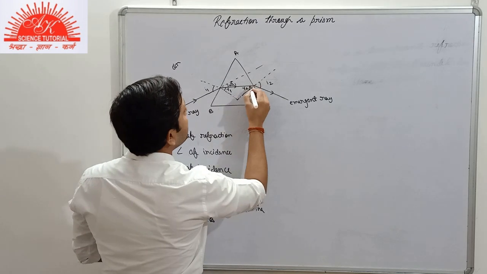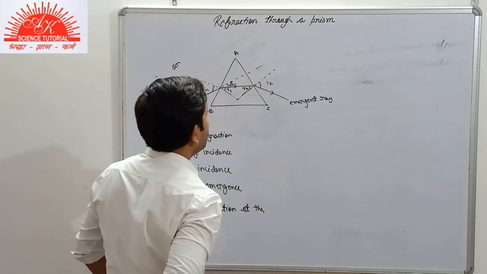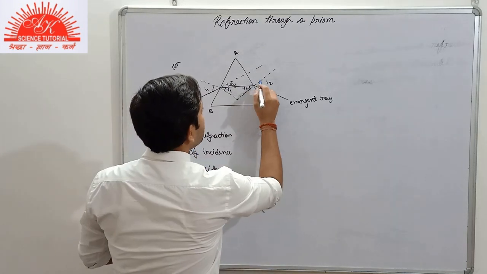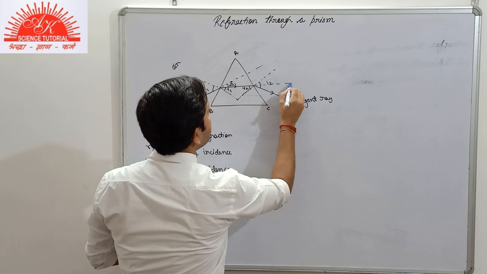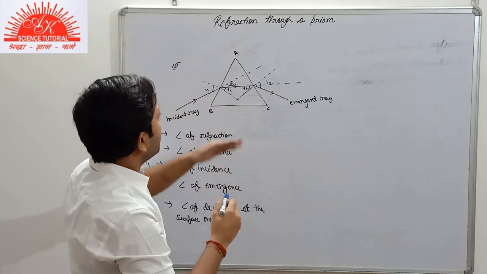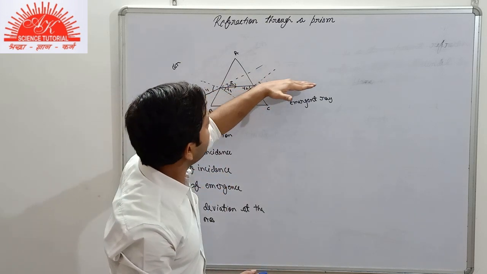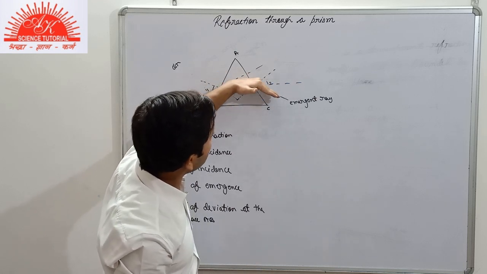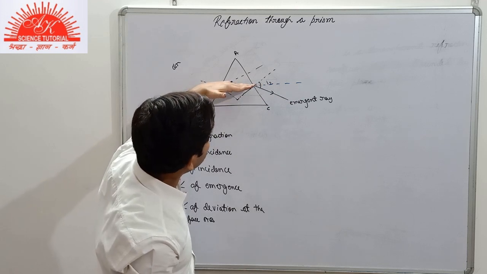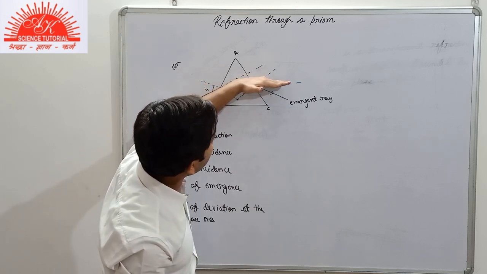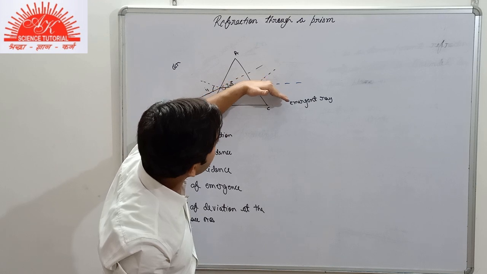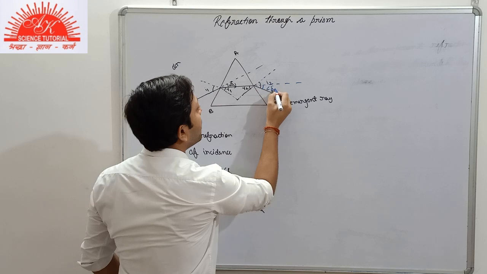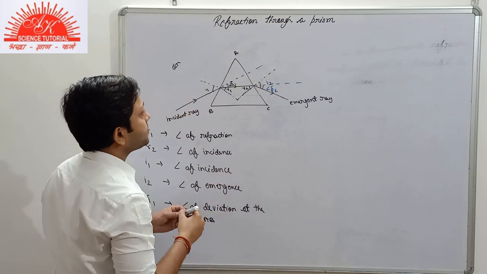As you can see here, I'll do the part for you so that there is no confusion. If you produce this ray in the forward direction, then this should have been the original direction of the light ray, but it does not go along this direction, it goes along this direction. It means that the light ray deviates from its original path by this much angle and comes along this direction. So this angle is our angle of deviation, that is delta 2.